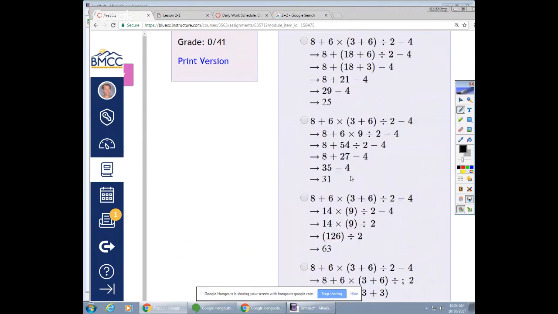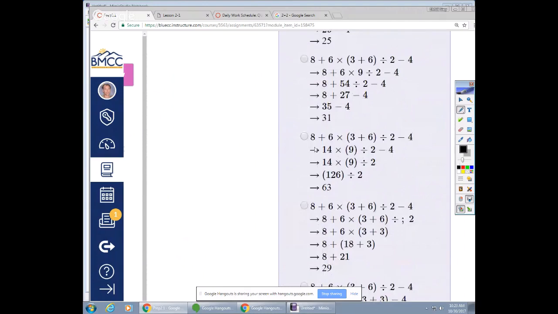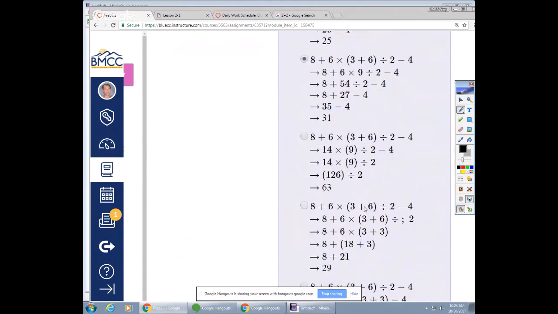This one has the right answer. That's the only one with the right answer. So I think I'd pick that one. Just clicked on the 63. Oh, I hit the wrong one, yeah. Okay, let's see what's wrong with the 63. What did they do wrong here?